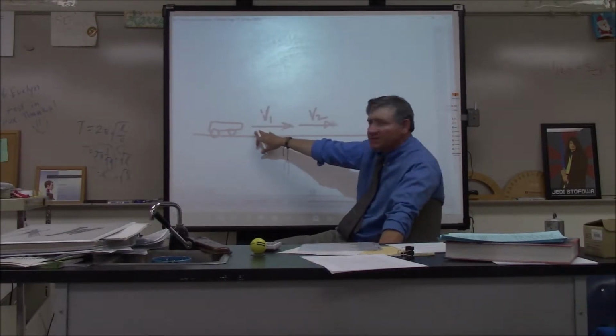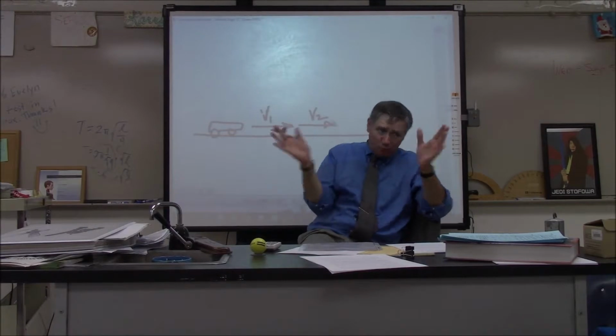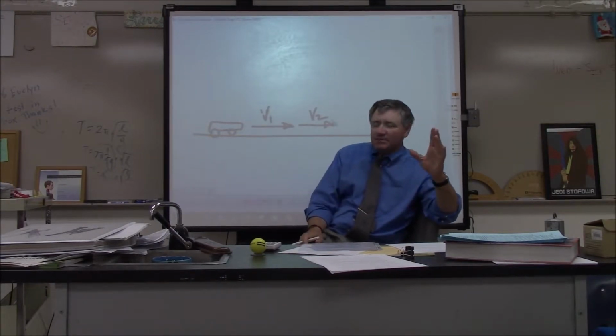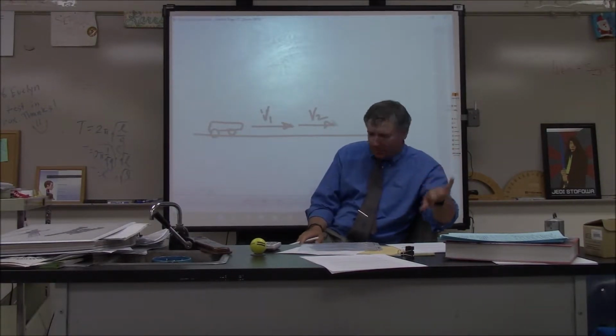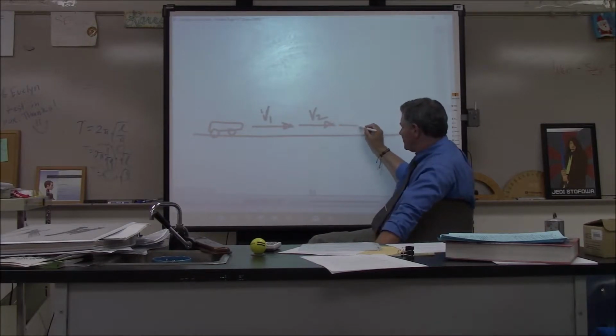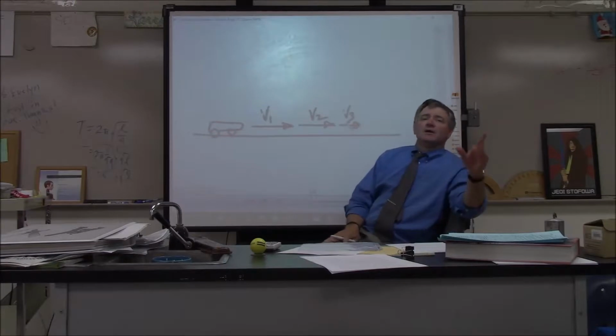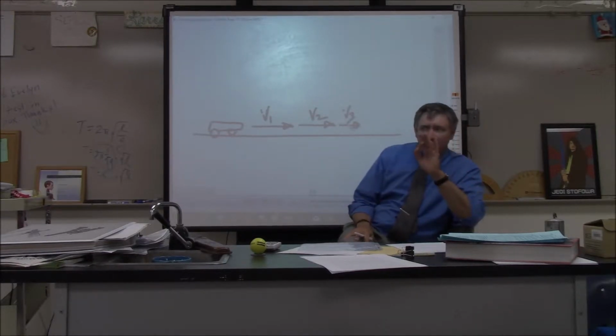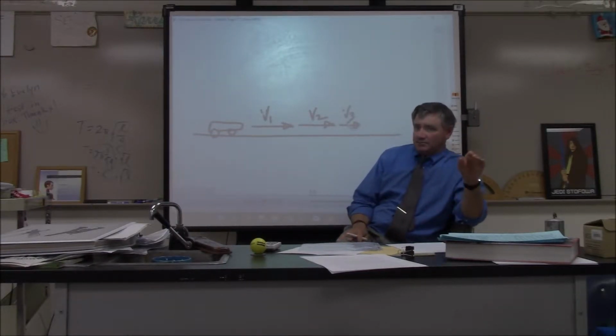V2 is going to be a little bit smaller, not noticeably. It isn't like we're going to hit it with a hammer or something, right? But it's going to slow down a little bit. And then you're going to get out here to V3, and that's even going to be smaller. So whenever you see velocity vectors change, what's happening?